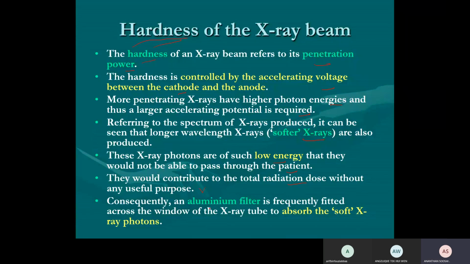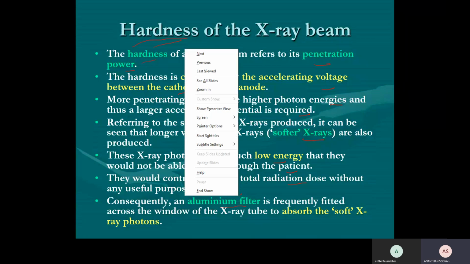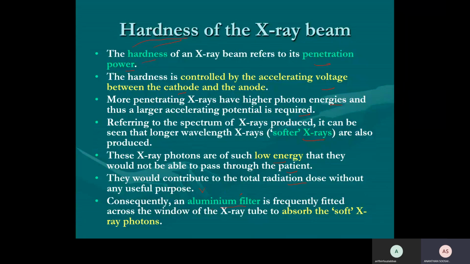So they use an aluminium filter to filter out the long wavelength at the tube itself. As the X-ray comes out, there will be an aluminium filter to filter the long wavelength. The more penetrative ones will pass through the aluminium sheet. So how do you remove the longer wavelength which does not contribute to the imaging? Use the aluminium filter at the opening of the X-ray tube.